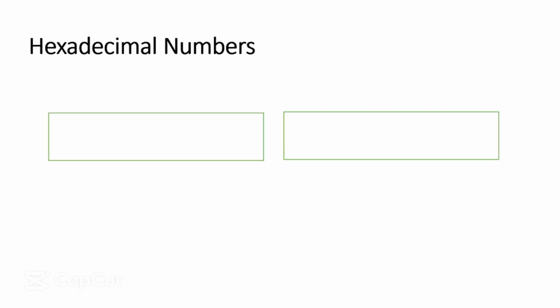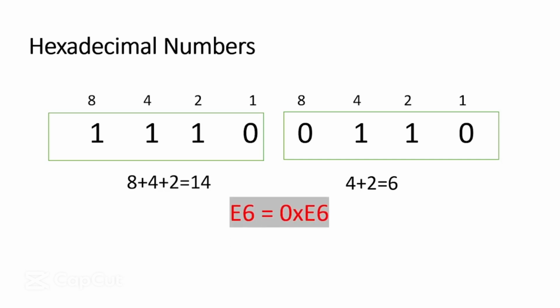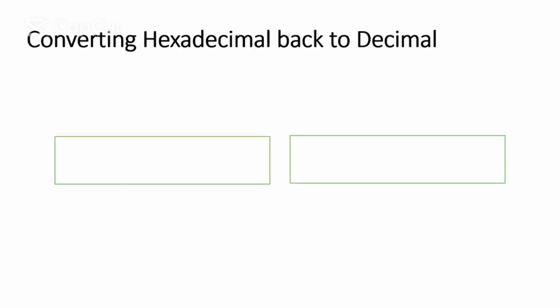Now that we have our binary representation, the second step is to group it into nibbles, or 4 bits. We have here 4 plus 2, 6. 8 plus 4 plus 2, 14. So the hexadecimal equivalent is E6, or in assembly programming, it's 0xE6.